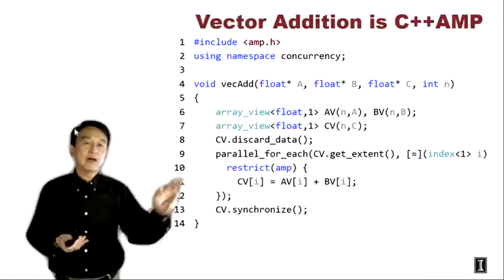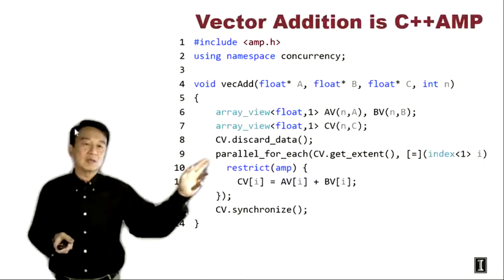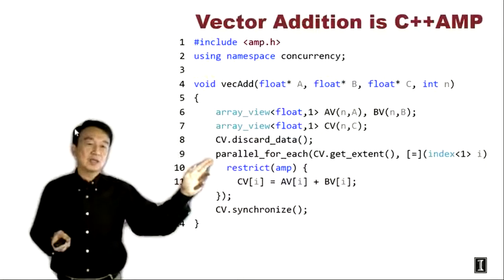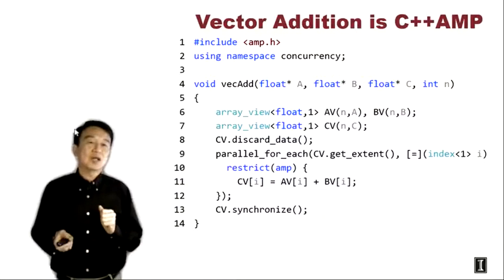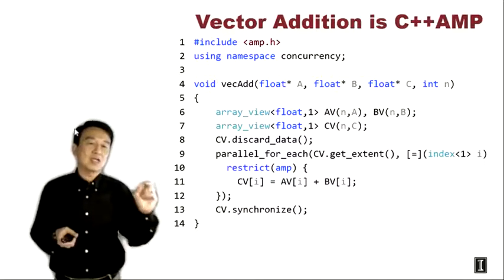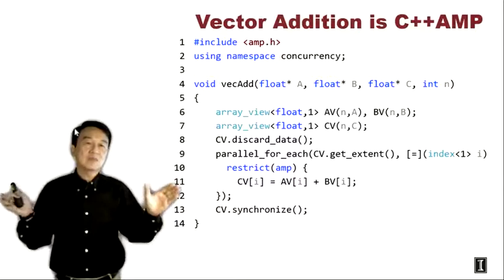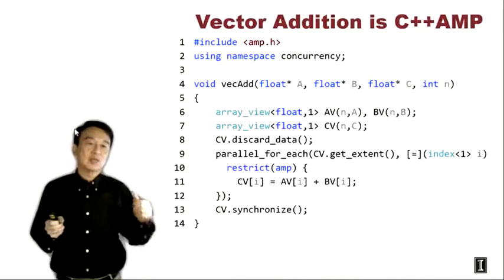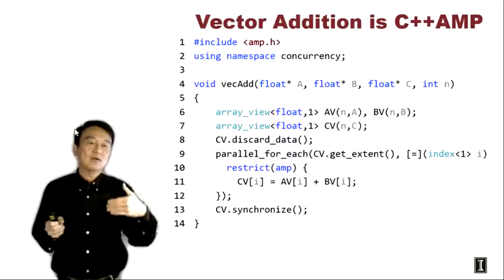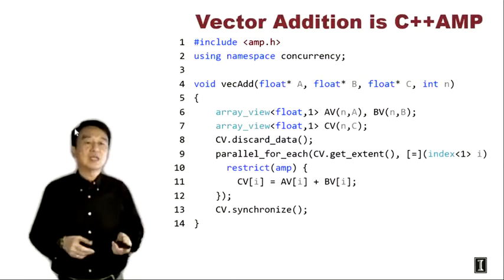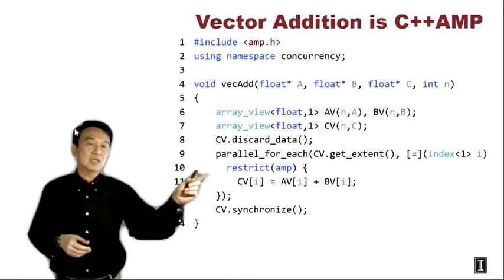Now, if we go back to the parallel for all line 9 in the code, we see that the first parameter of this function is that extent. So we will get the extent of C. This is essentially the domain of the elements 0 through n-1 for the C vector. And this computation is going to be done for all those elements. It will be applied to each of the elements in the C array.